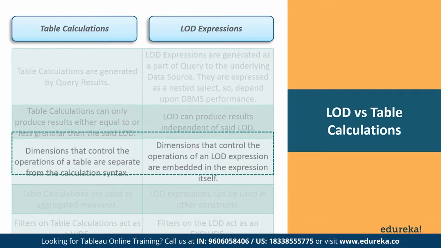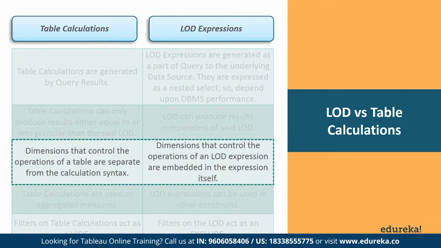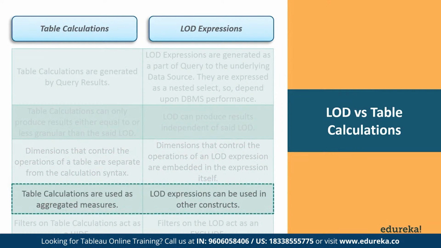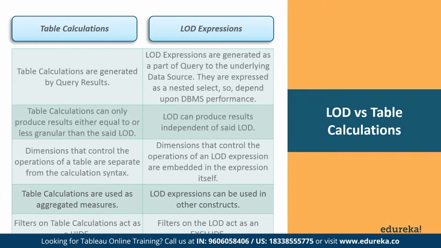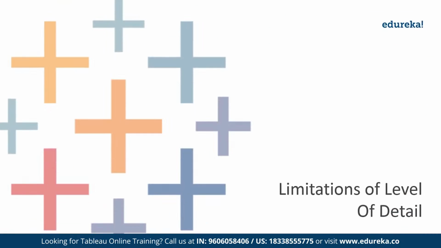Dimensions that control the operations of a table are separate from calculation syntax in table calculations, whereas in LOD expressions, dimensions that control the operations of an LOD expression are embedded in the expression itself. Another big difference is table calculations can be used as aggregated measures, and LOD expressions can be used for various other constructs. The filters on the table calculation act as a hide, whereas filters on the LOD act as an exclude. And finally, let's discuss the limitations of level of detail.